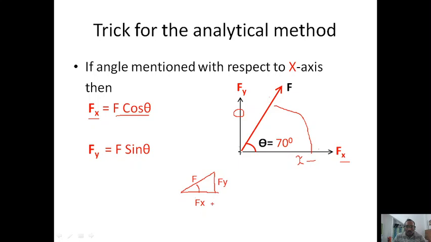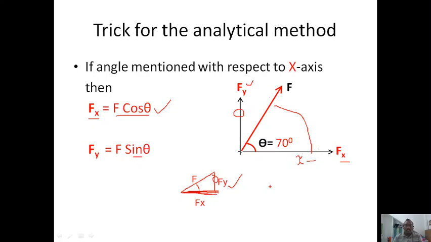If you want to find Fx, what do you have to do? Use cos theta, because it is the adjacent side. To find Fy, I need to take sin theta because it is the opposite side. If this is the arrangement, you should follow the same thing, right?